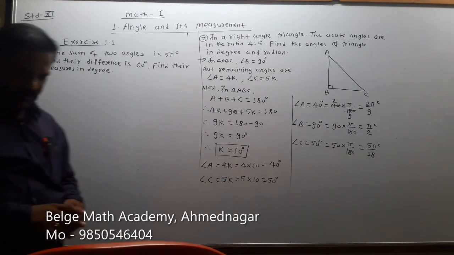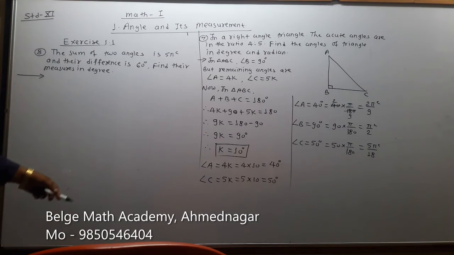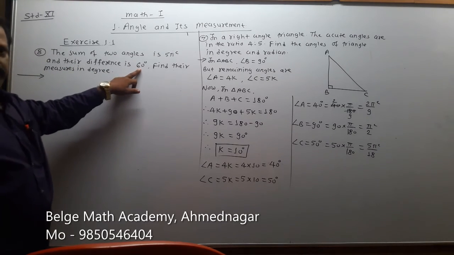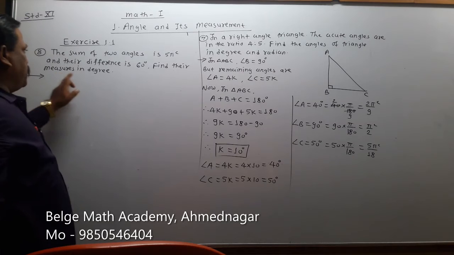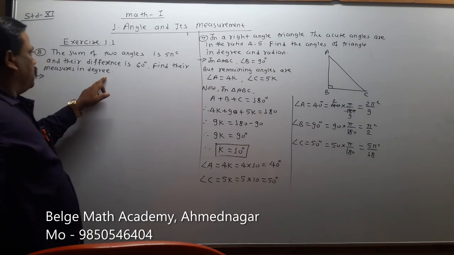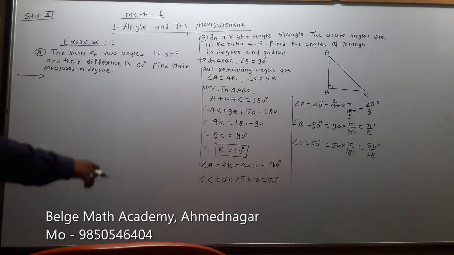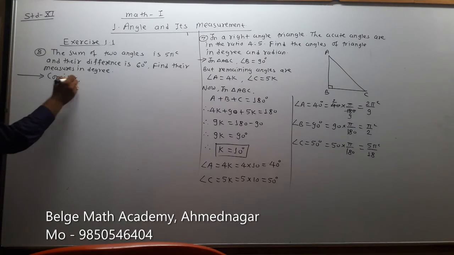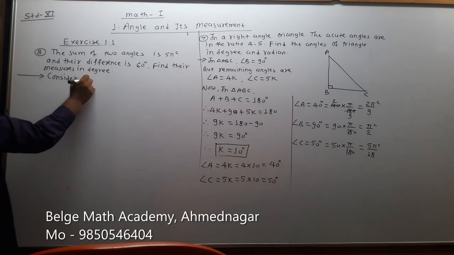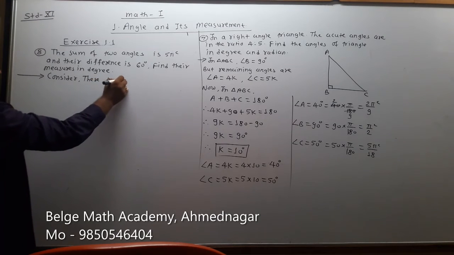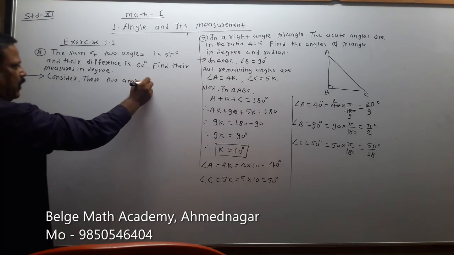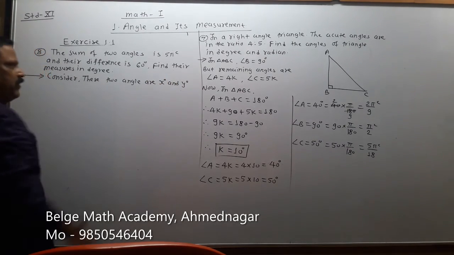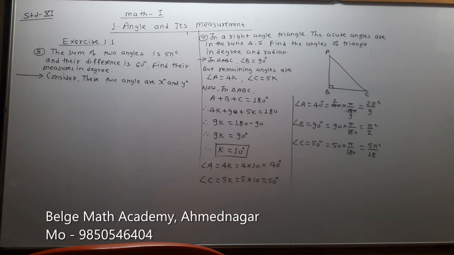In this example, the sum of the two angles is 5 pi radian and their difference is 60 degree. Find their measures in degree. Now see this. Consider these two angles are x and y, both in degree, x degree and y degree.